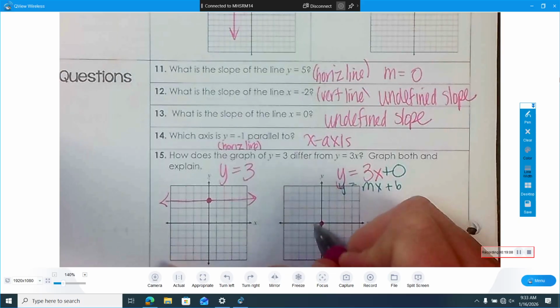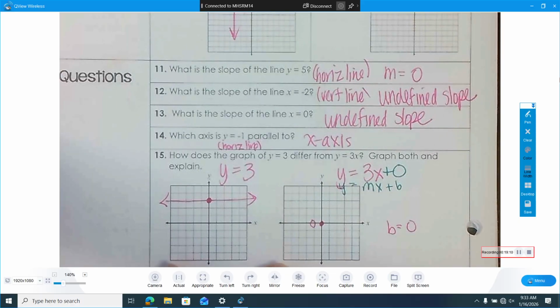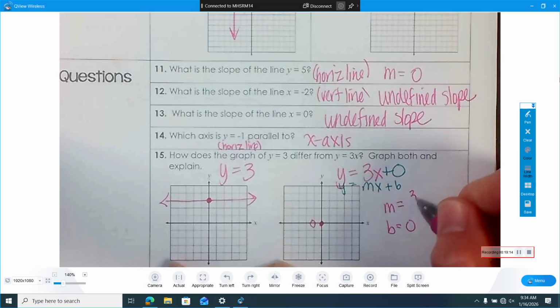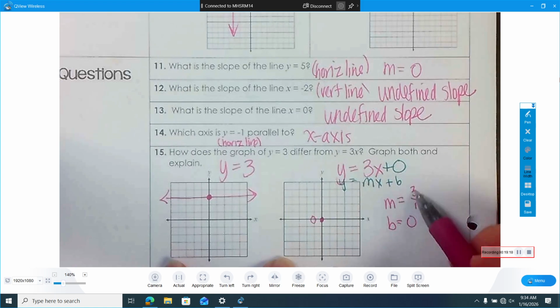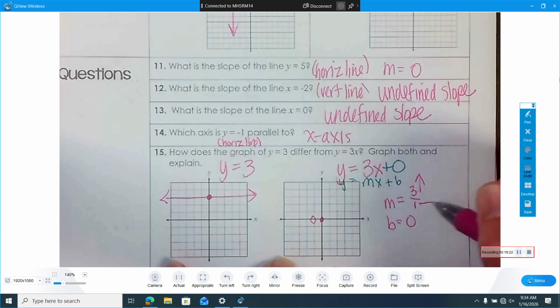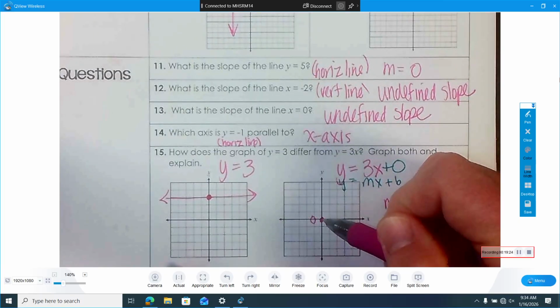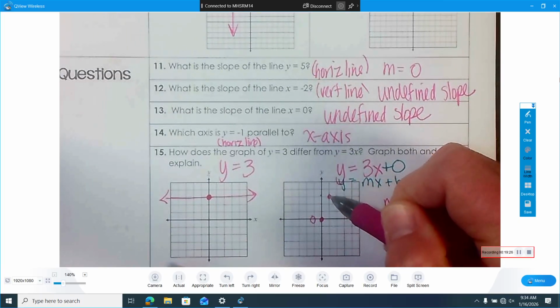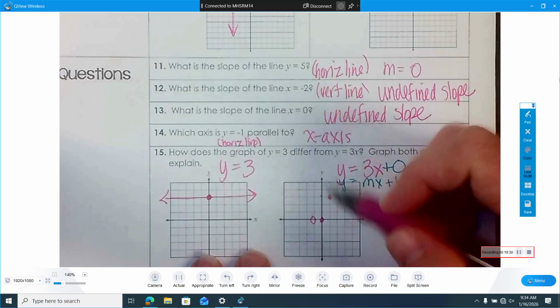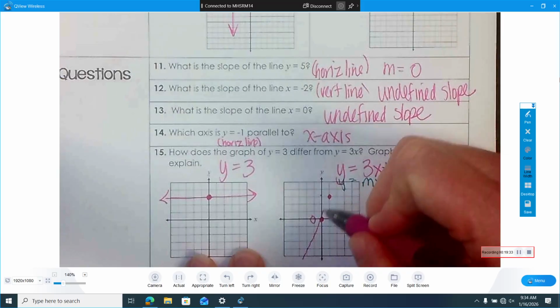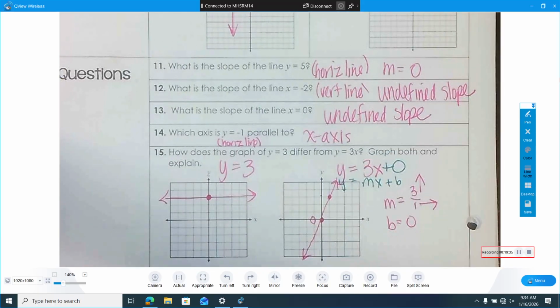0. So we're going to start at 0 on the y-axis, and then what's our slope? Yeah, 3 over 1. I love how you told me it was a fraction. What does 3 over 1 tell me to do? Up 3 and right 1. Up 1, 2, 3 and right 1. And then we get this line, which is a slanty line.